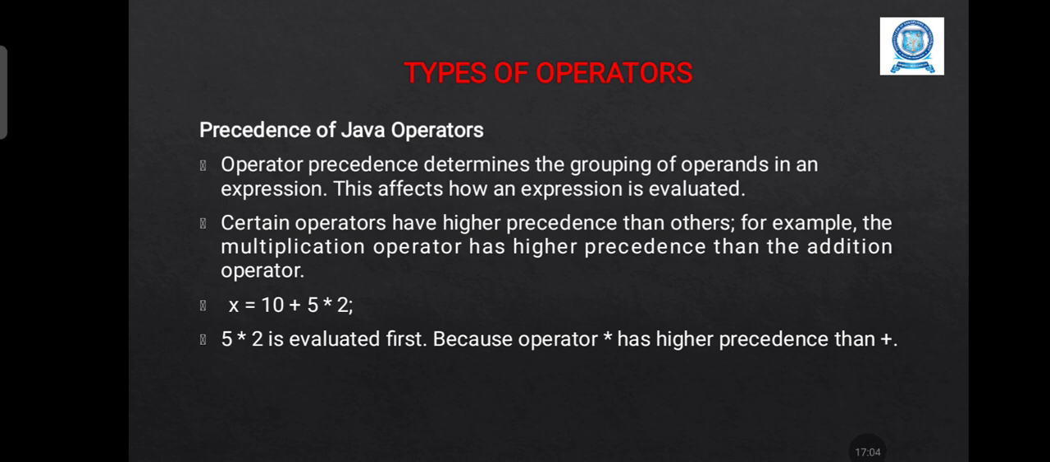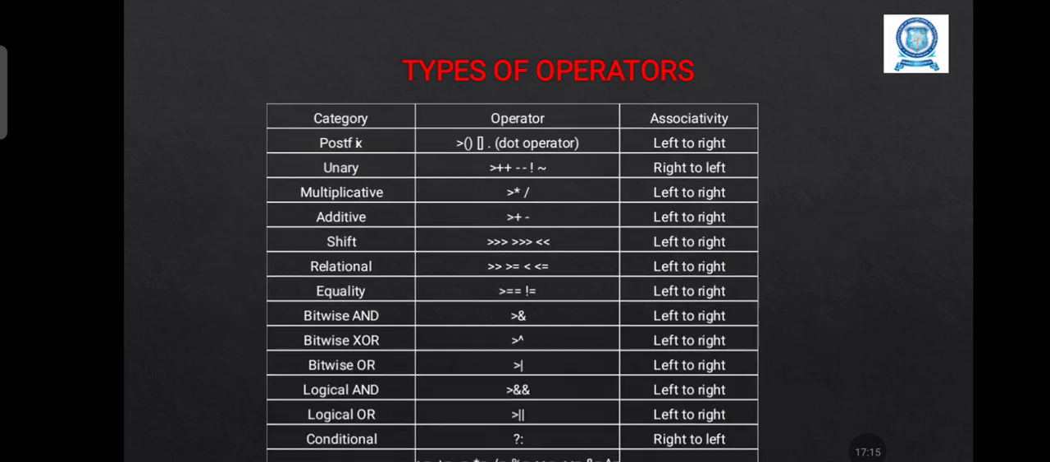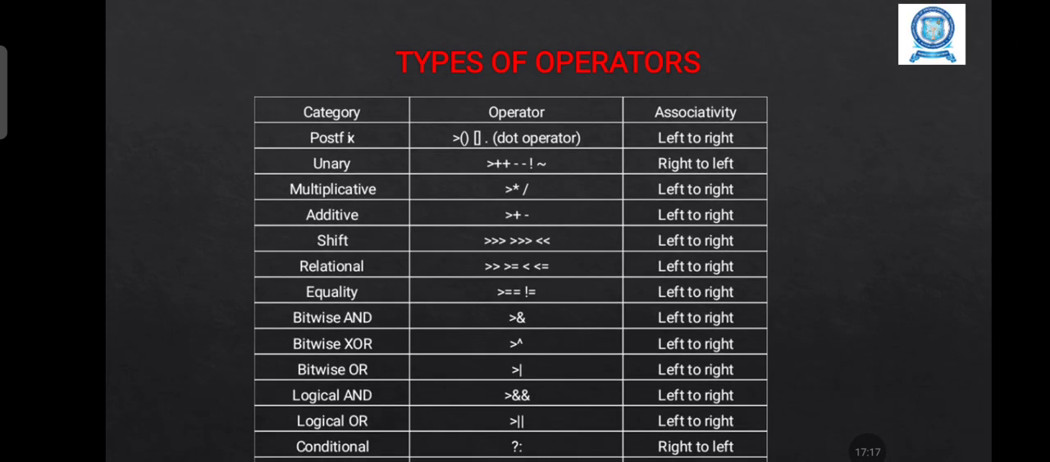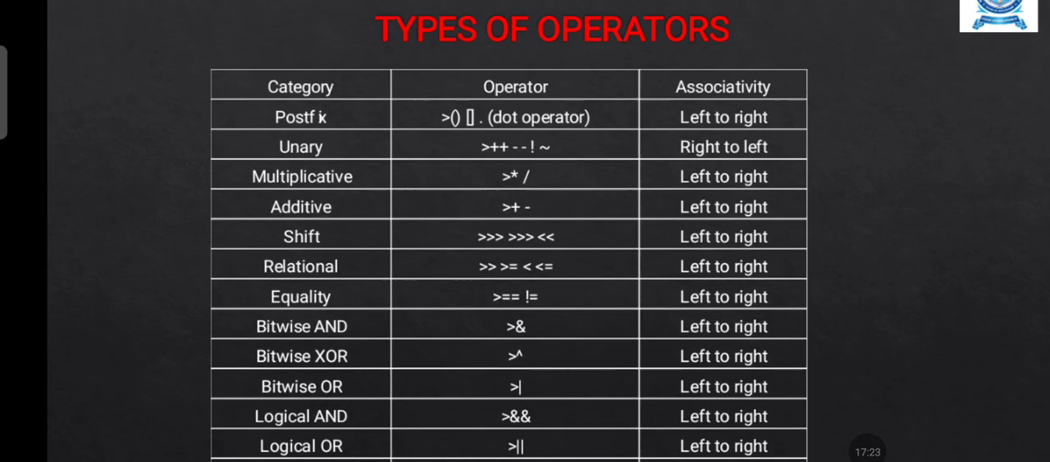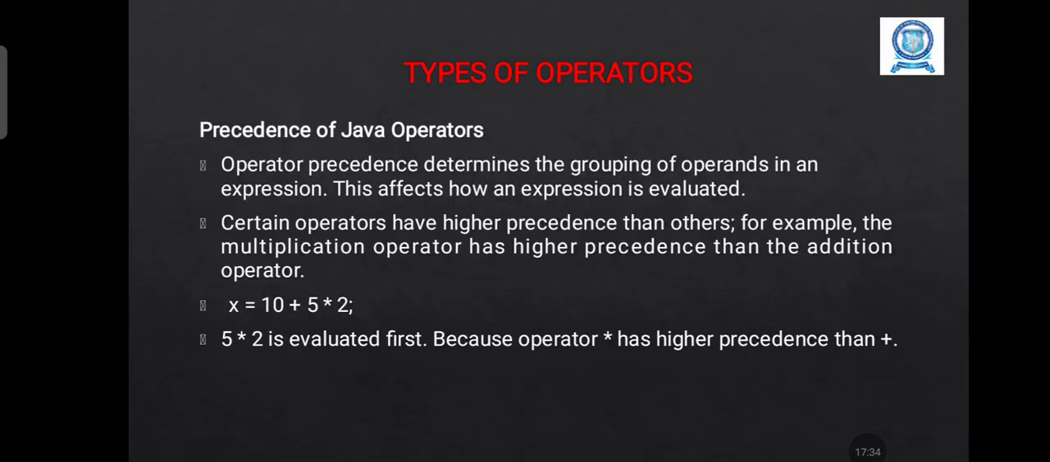For example, in our expression x equal to 10 plus 5 star 2, we have several operators like the assignment operator, addition operator, multiplication operator. Here the priority levels will be, first of all, we have to solve all the brackets, then the priority goes to unary operators, then multiplication, division, then addition, subtraction, after which shift, relational, equality, etc. In this order the priority level goes on.